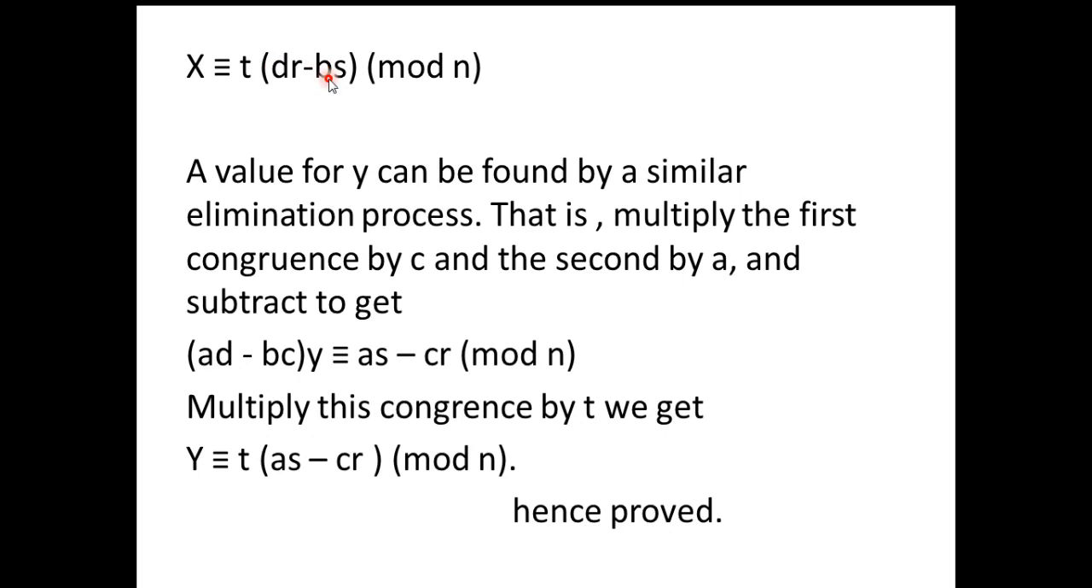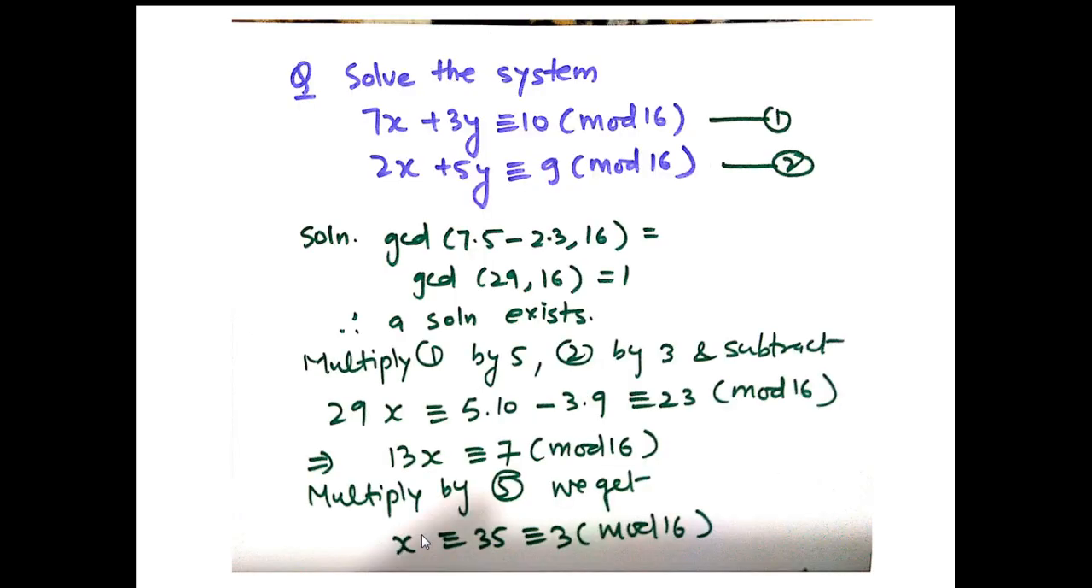From here we found x. So if we want to find y, then we can find the value of y with the help of similar steps. That is, multiply the first congruence by C and the second by A and subtract to get this. Now multiply this congruence by T and we get the value of y. So in this way we find the solution of a system of congruences with two variables.